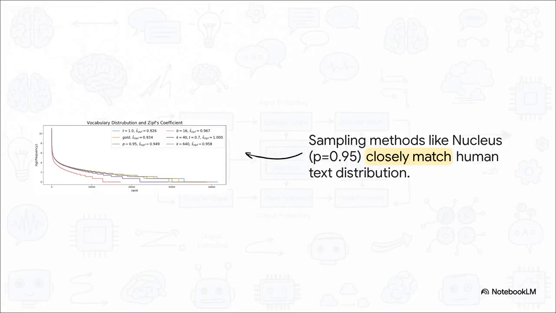But how it picks that word matters a lot. If it just greedily grabs the most likely word every single time, the text becomes really robotic and repetitive. But smarter techniques, like nucleus sampling, do a much better job of mimicking how humans actually write, with a nice mix of predictable words and the occasional creative surprise.